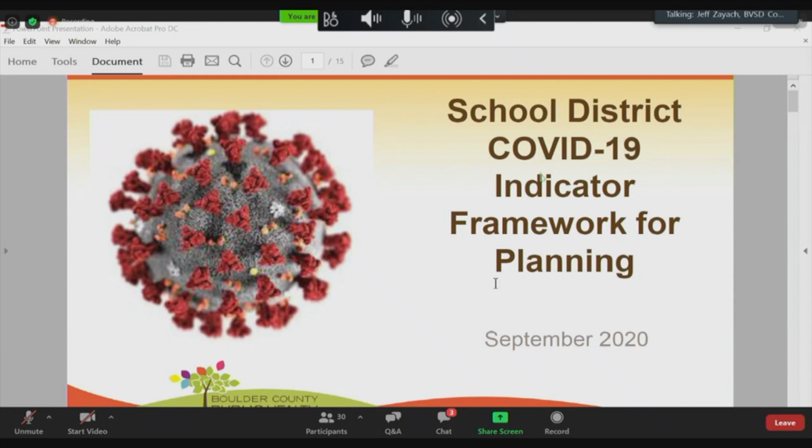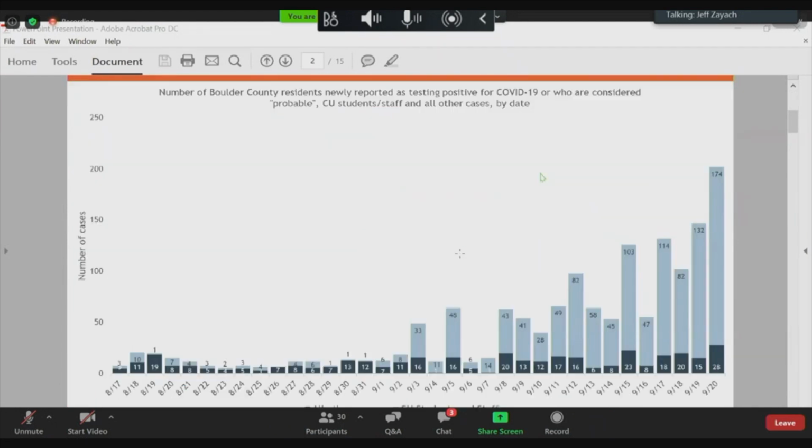Thank you. So what I'm going to do is cover some of the recent data that we're seeing in Boulder County relative to COVID-19. And then I want to walk us through the finalized indicator framework, which I presented to you a week or so ago. I think it was 2 weeks ago, actually, that was in draft at that point, and talk about what the measures are that are in that indicator framework. So we'll just start walking through this. The first slide that I want to show you here is the total number of newly reported cases by day.